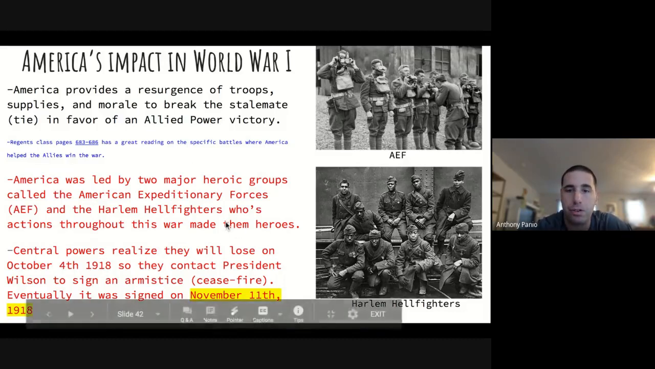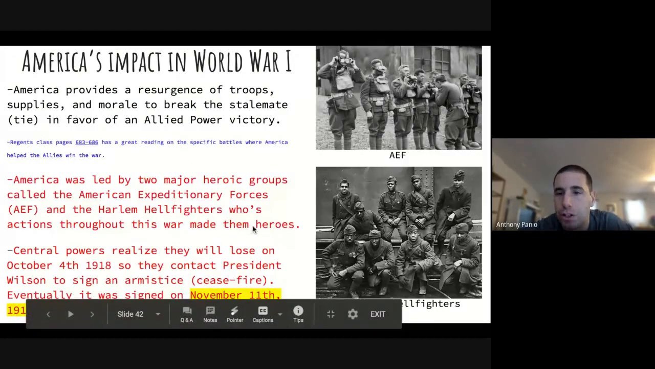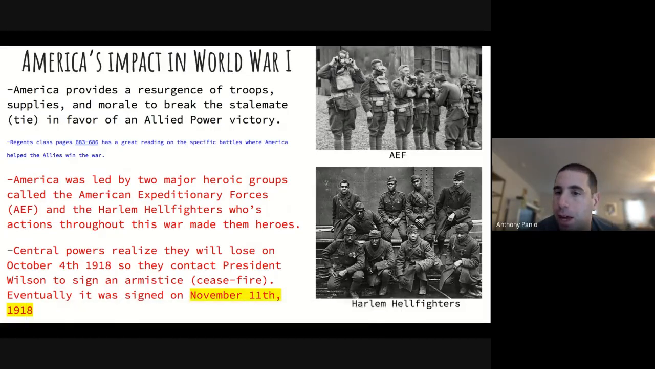What's particularly interesting about the Harlem Hellfighters is that they actually fought alongside France, and the French government gave all of the Harlem Hellfighters their highest military honor for helping them throughout battle. So these were very skilled, very good fighters, and a lot of them came from Harlem, New York. Not all of them, but that's where the group kind of started out of. These two groups were very helpful in winning World War I. They were special military groups that were used during World War I.